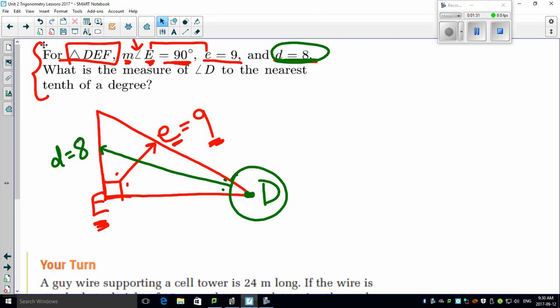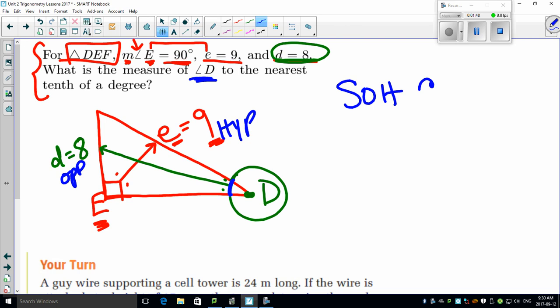So it asks you right here, what is the measure of angle D? Okay, so that's what we're trying to find. We're trying to find that measure. So if we go across, that's got to be the opposite. That's got to be our hypotenuse there. And we turn around and we use our SOHCAHTOA formula. Of course, in this section, we're not using tan because we've already done that.